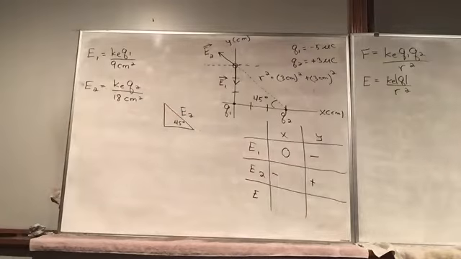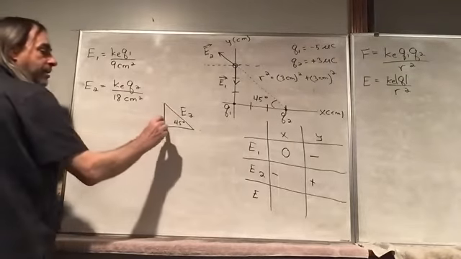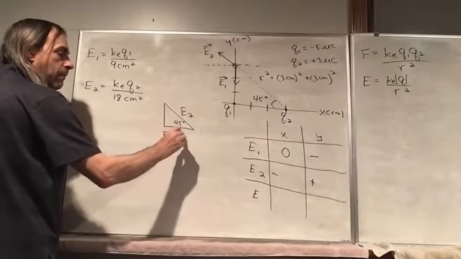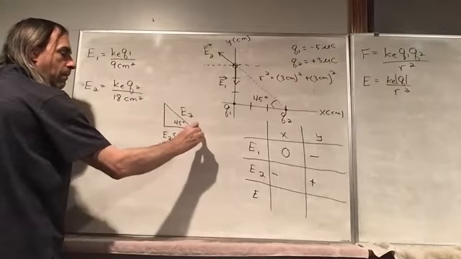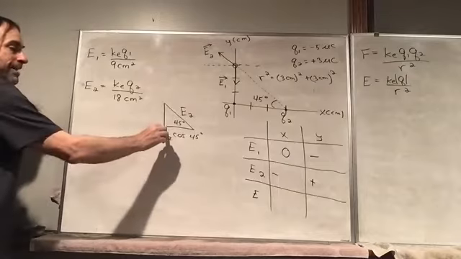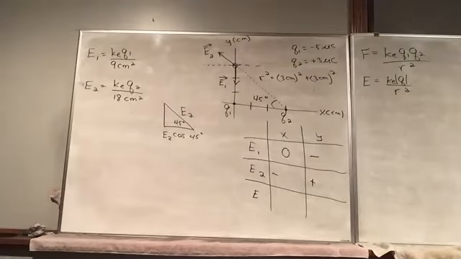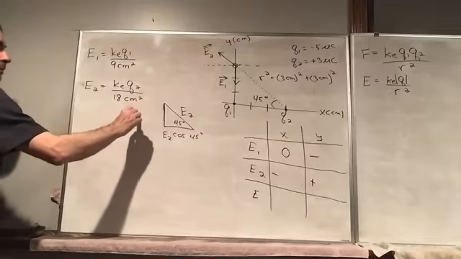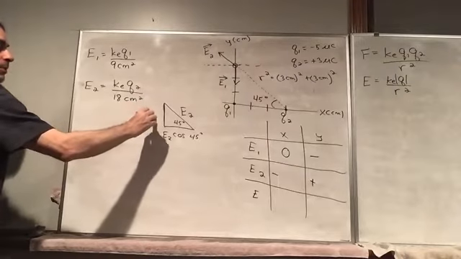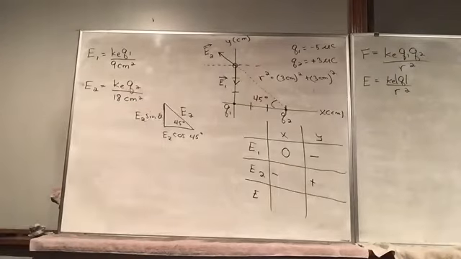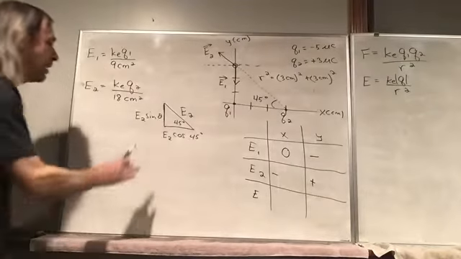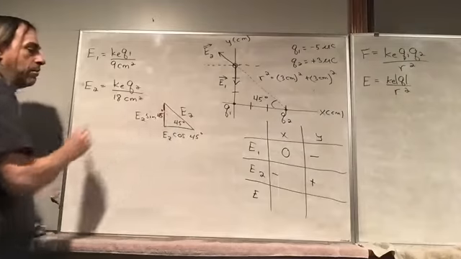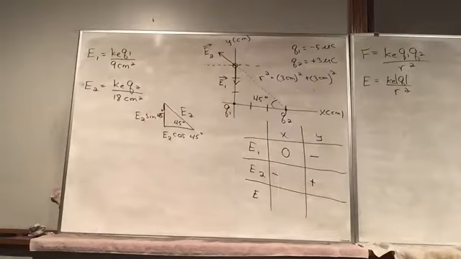That angle is 45 degrees. So for the x component, we would use cosine. x is adjacent to the angle, so we use cosine. The y component is opposite, so we would use sine. Now, in this case, sine and cosine are the same because it's a 45-degree angle. But you want to get these right because usually that won't be the case.